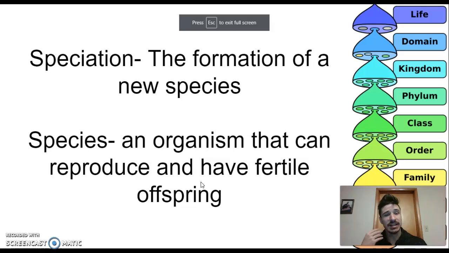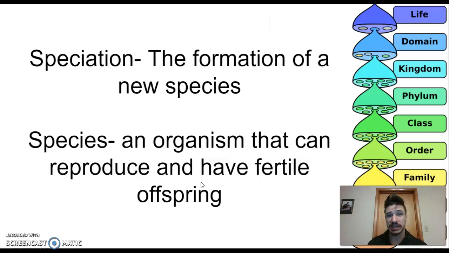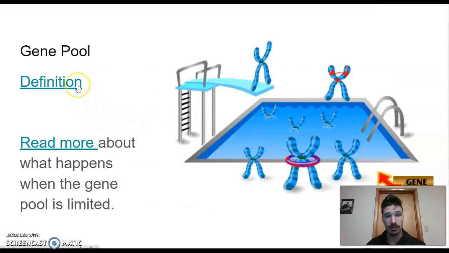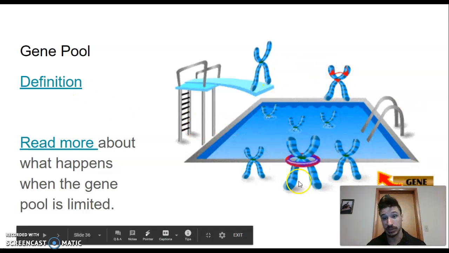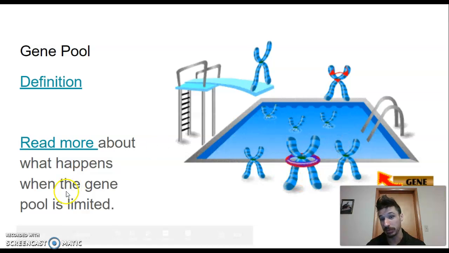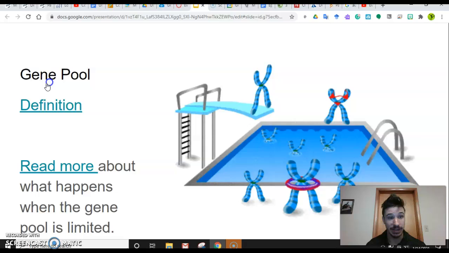So, let's talk about speciation. Speciation is when a new species arises. A species is an organism that can reproduce and have fertile offspring. Basically, you have a gene pool, okay? And it's represented excellently here with these literal duplicated chromosomes jumping into a pool. The definition of gene pool.